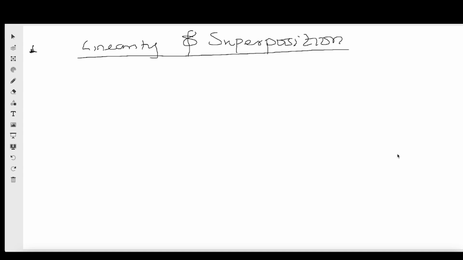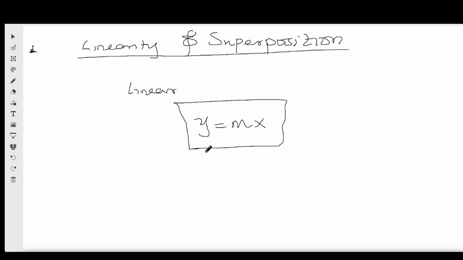So what do we call a linear element? How do we recognize a linear element? In mathematics, we say that a linear curve is a curve that obeys the rule y equals mx, that is, the degree of the equation of that line is 1. So we define a linear element as a passive element that has a linear voltage to current relationship. That is, the relationship between voltage and current is linear.